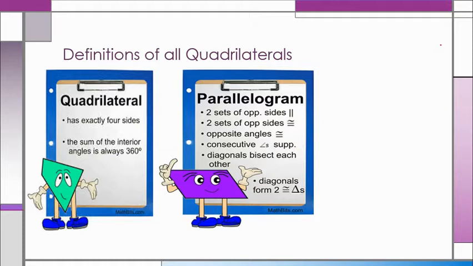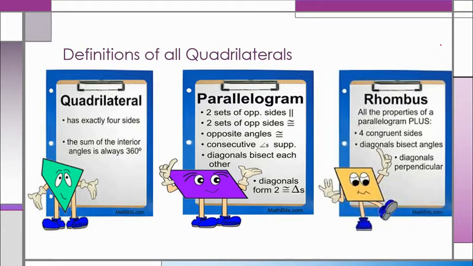The diagonals bisect each other. In other words, the diagonals cut each other in half. And from the diagonals, you form two congruent triangles. In other words, you form two triangles that have the same measurements.